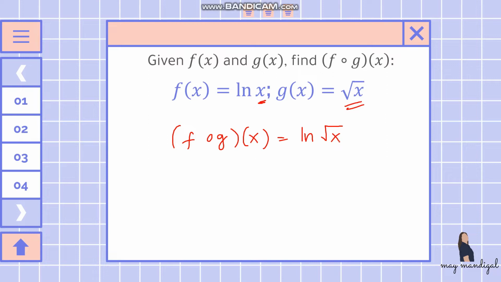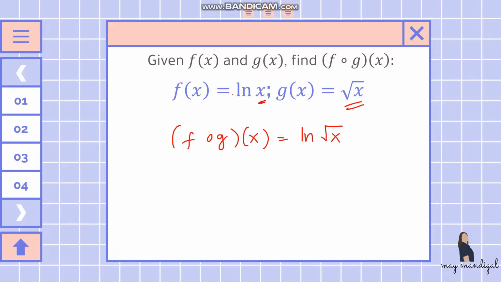Here in composition of functions, as you can see, we have two functions. We can classify them as the inner function and the outer function. The inner function is the one that we substitute, in this case g of x. And the outer function is ln of x, or our f of x.